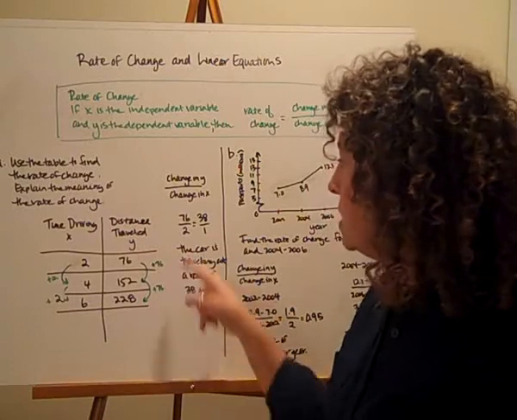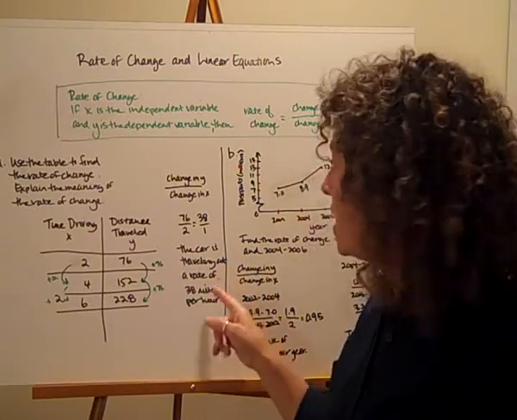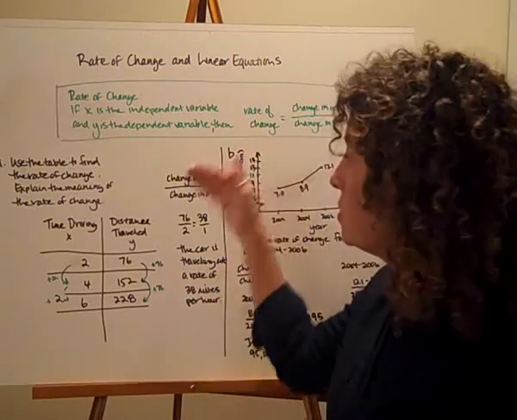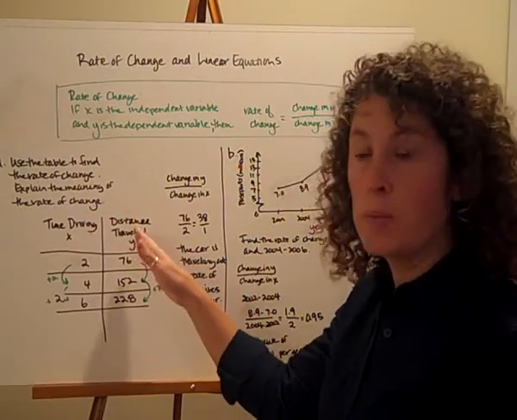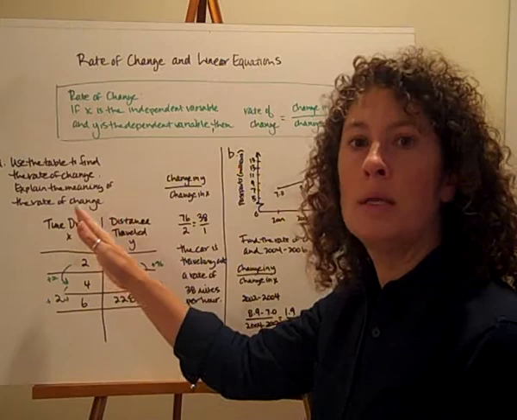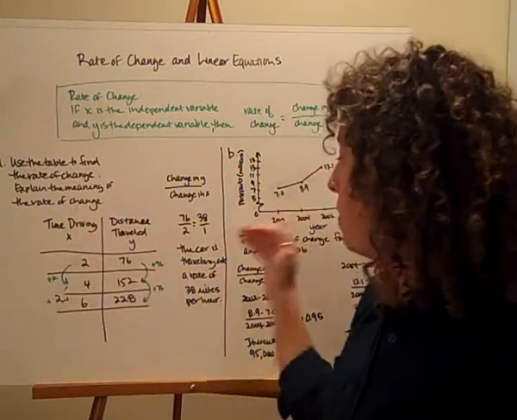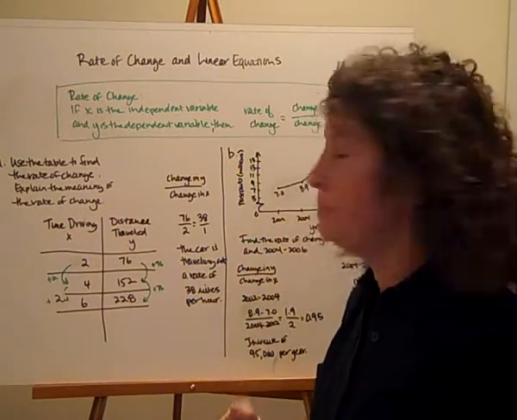So what does this mean? That the car is traveling at a rate of 38 miles per hour. And notice those are my labels that I have here. My output, my dependent, is my miles, and my independent is my hours. So miles per hour is my rate.